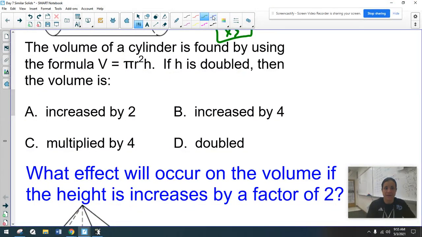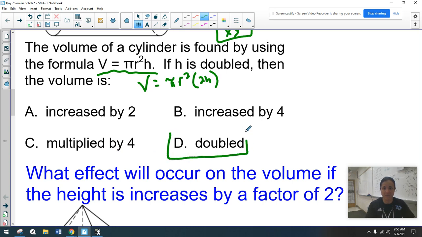Okay, next. So I got the volume of a cylinder, same formula that we used. Oh, there it is right there. So it says if H is doubled, then the volume is. So if you do that shortcut, if my height is doubled, then the volume is going to be doubled because it's everything times 2.